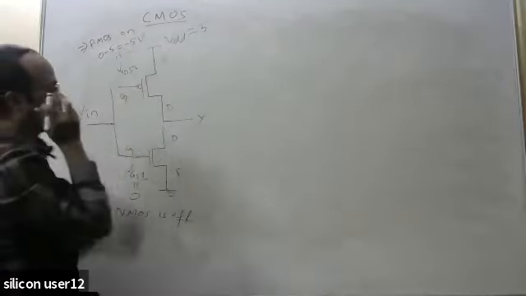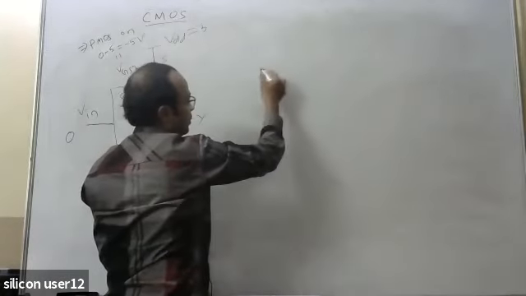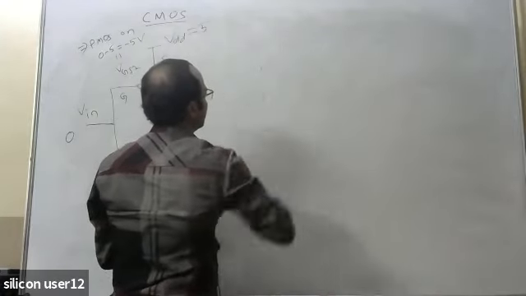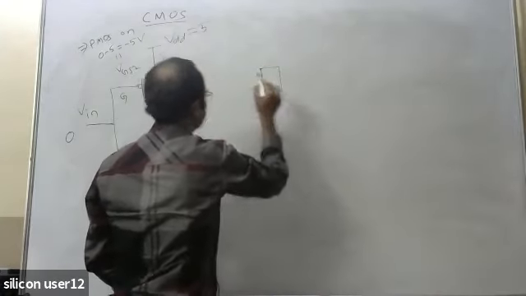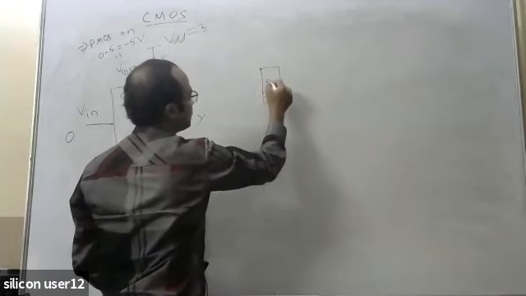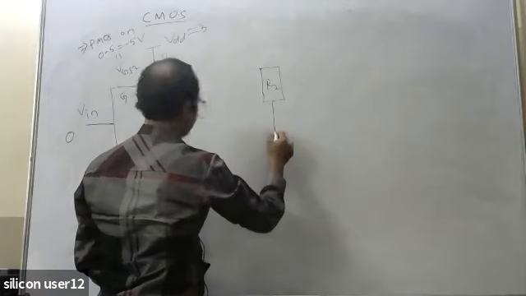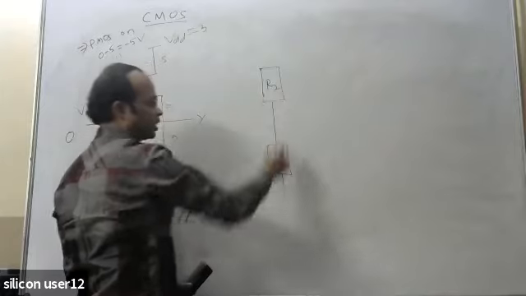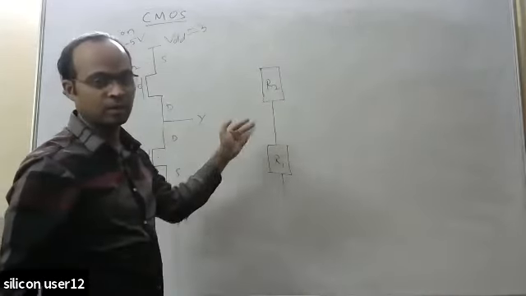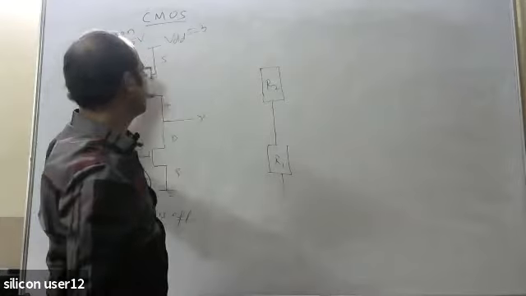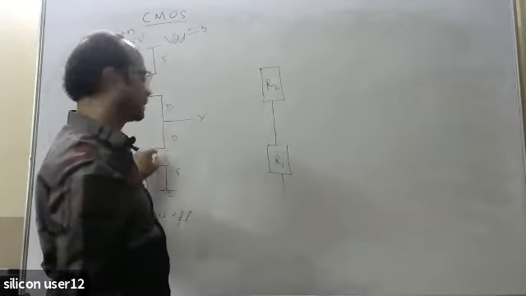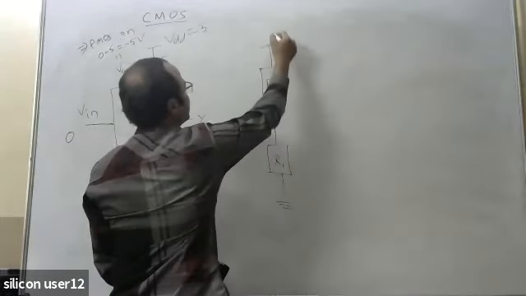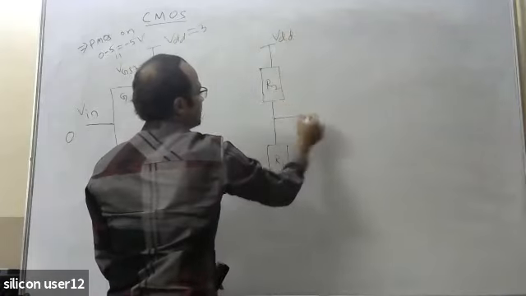This PMOS is conducting. In resistor terms, we had also seen this thing. Let us say this is the resistance of this PMOS, R2, and the resistance of the NMOS is R1. Why am I writing in this way? Because in your book it is done this way. So let us assume the resistance of the PMOS is R2, the resistance of the NMOS is R1, and here it is VDD, and this is my output Y.